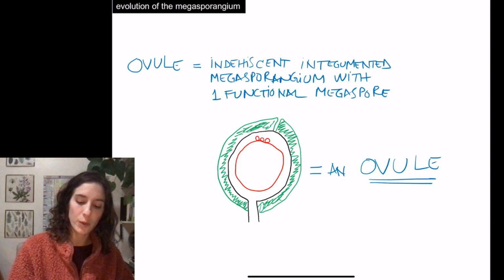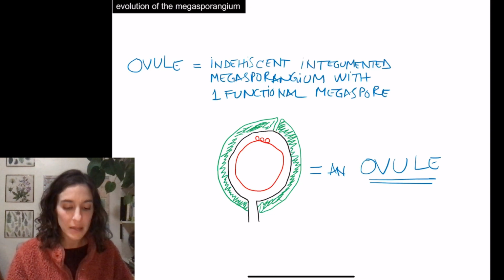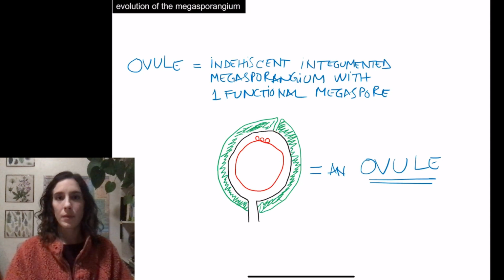So this is what an ovule is. An ovule is an indehiscent, integumented megasporangium with one functional megaspore. Okay? And we are going to expand on this.